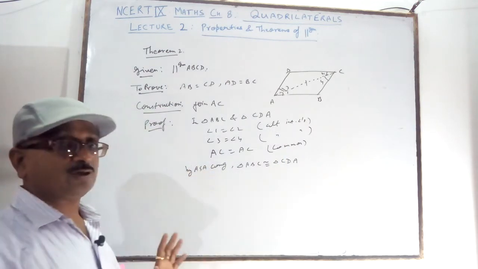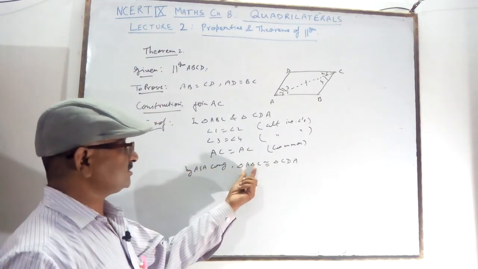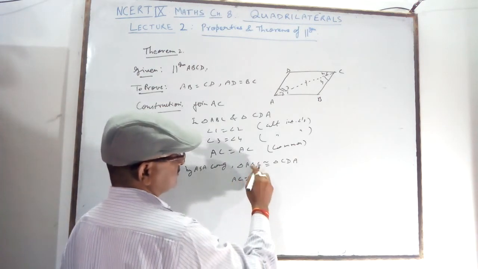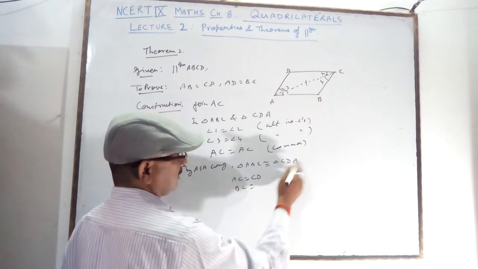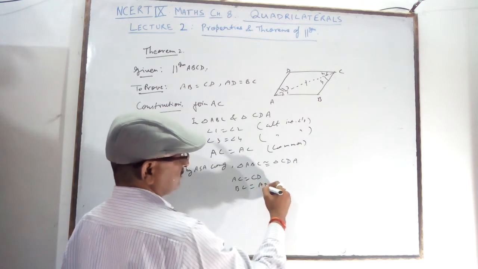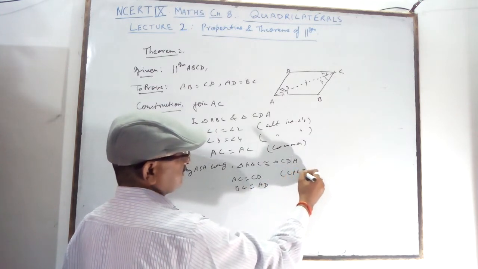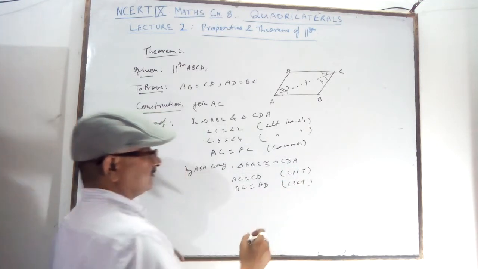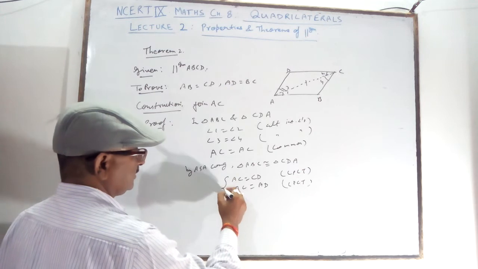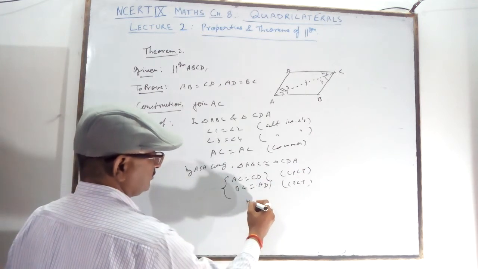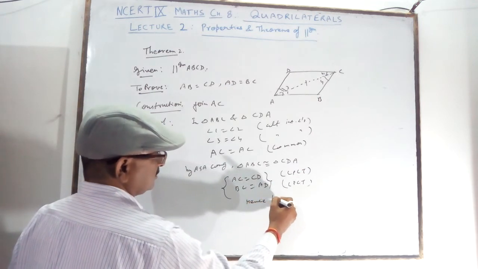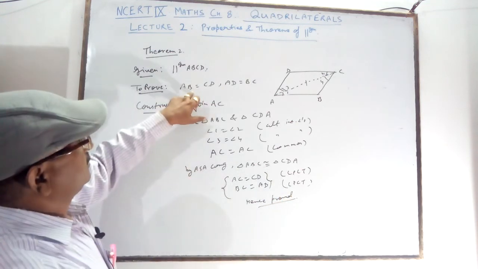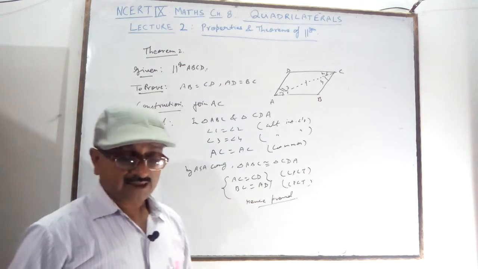Then we know the congruency, corresponding parts: first two equal to first two, AB is equal to CD, last two equal to last two, AD, then it is by CPCT, corresponding parts of congruent triangles. So hence proved. You are getting both. So here you can write hence proved. What is proved? The opposite sides of a parallelogram are equal.